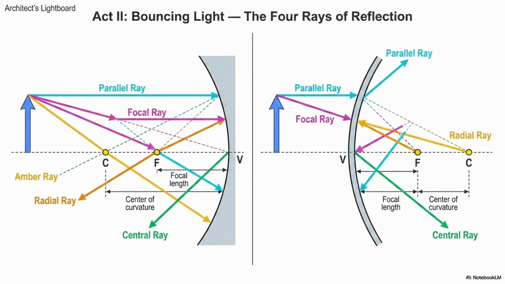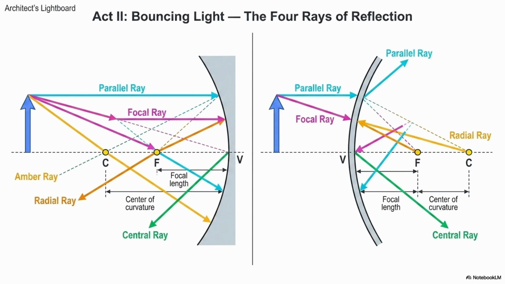And here's where it gets really interesting for me. The slide details four very specific color coded rays. Yeah, the visual on this slide is fantastic. It really is. You've got the parallel ray in cyan, the focal ray in magenta, the radial ray in amber, and the central ray in green.